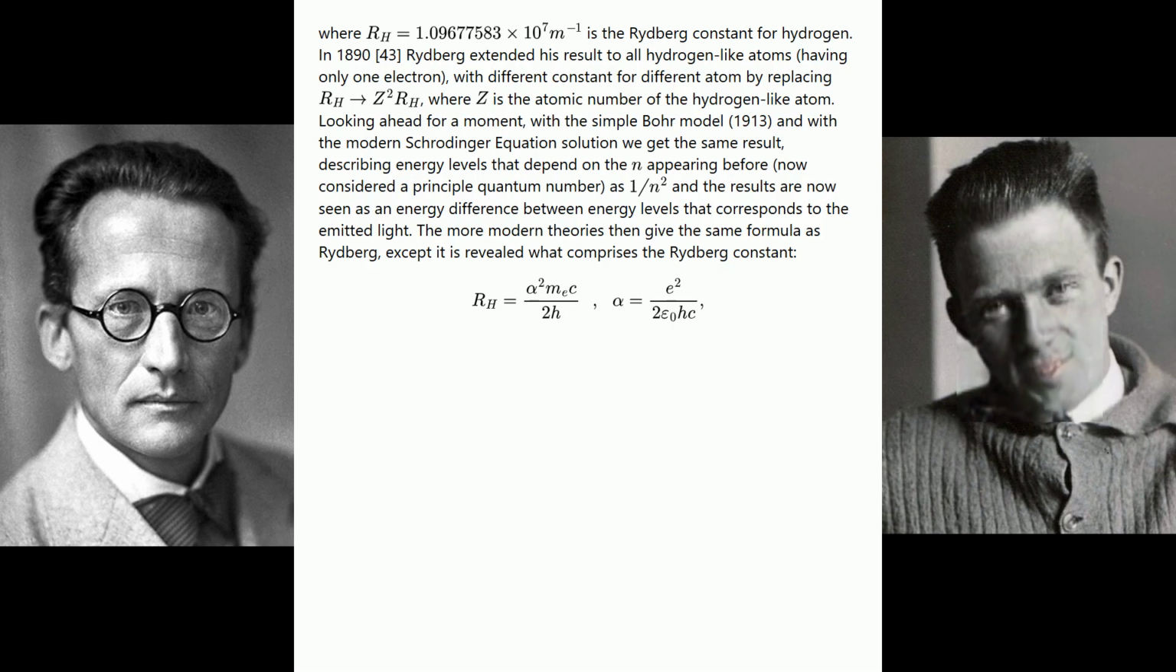Looking ahead for a moment, with the simple Bohr model, 1913, and with the modern Schrödinger equation solution we get the same result, describing energy levels that depend on the n appearing before, now considered a principal quantum number, as 1 divided by n squared, and the results are now seen as an energy difference between energy levels that corresponds to the emitted light. The more modern theories then give the same formula as Rydberg, except it is revealed what comprises the Rydberg constant. See the next equation.